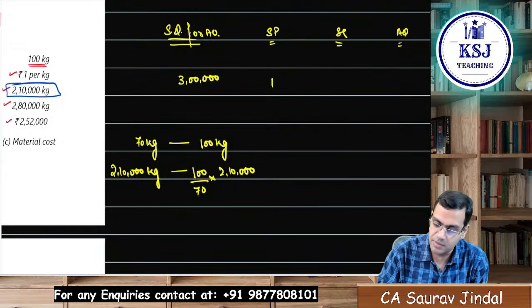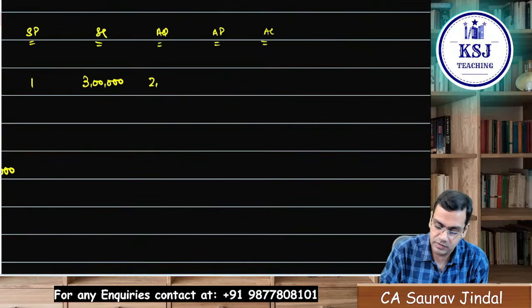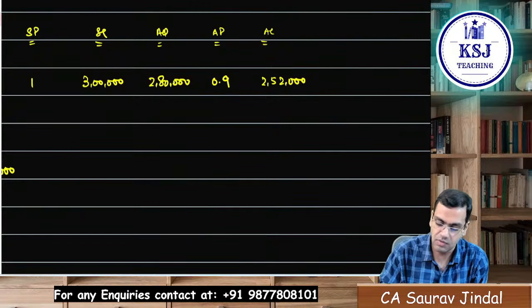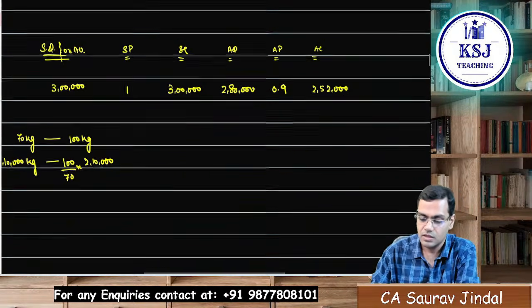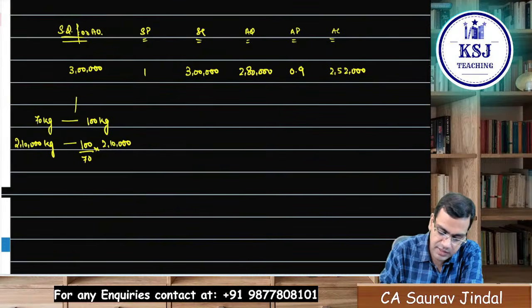What is the standard price? 1. Standard cost 3 lakh. Actual quantity is 2,80,000 and actual cost is 2,52,000. So what is the actual price? 2,52,000 divided by 2,80,000, that is 0.9. Clear? So from here, this is the calculation for this.